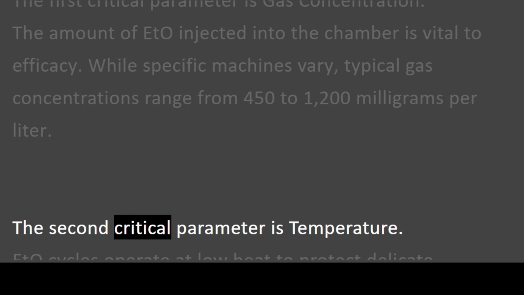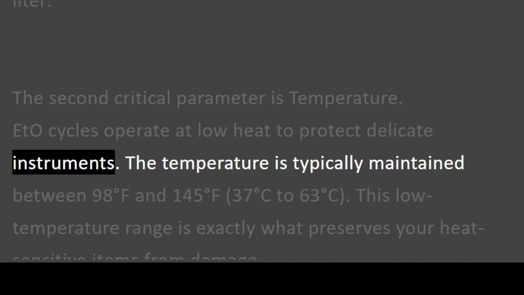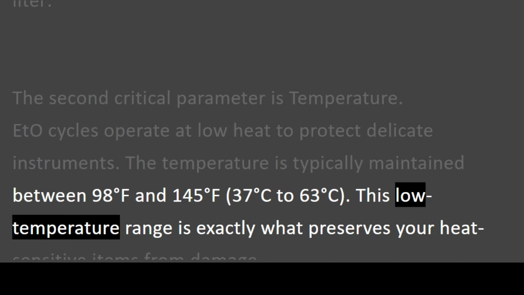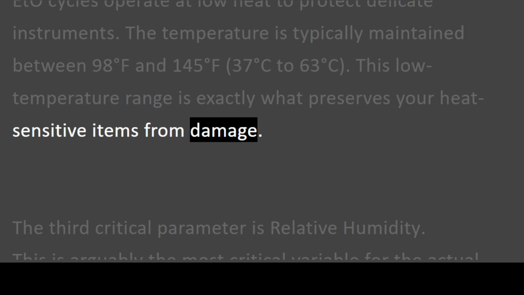The second critical parameter is temperature. ETO cycles operate at low heat to protect delicate instruments. The temperature is typically maintained between 98 degrees Fahrenheit and 145 degrees Fahrenheit, 37 degrees Celsius to 63 degrees Celsius. This low temperature range is exactly what preserves your heat-sensitive items from damage.